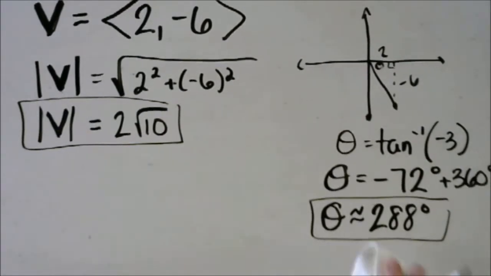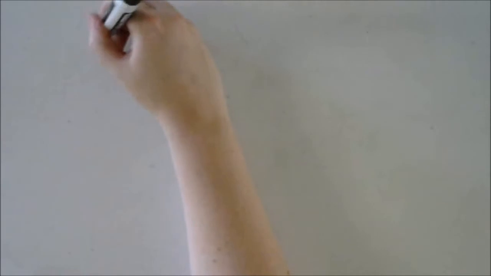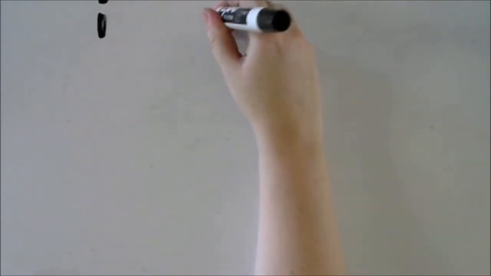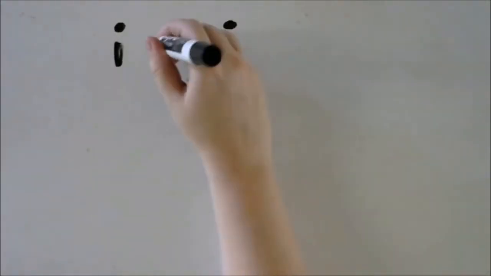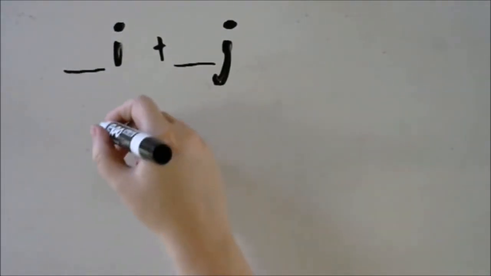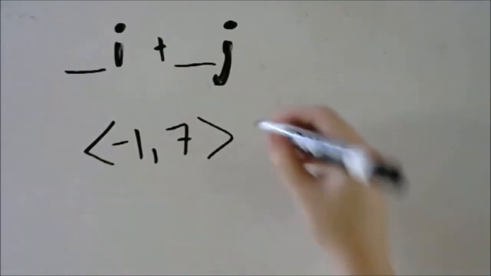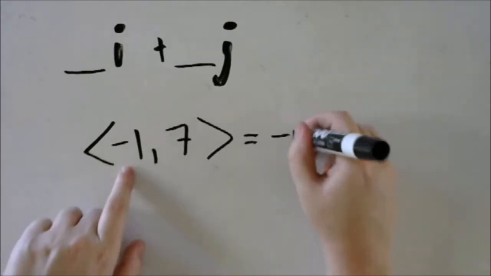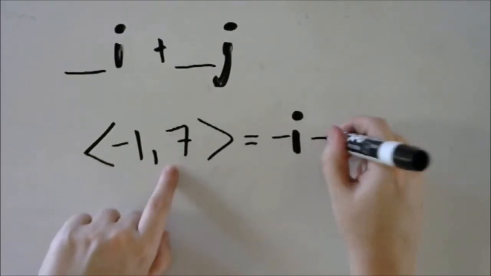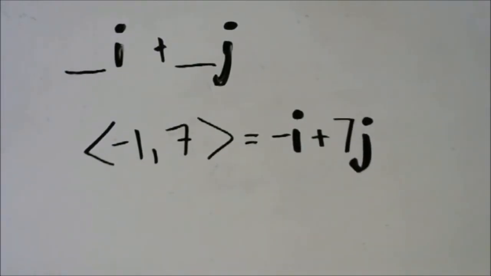Okay, the last thing that we want to do is write a linear combination. So again, I mentioned at the beginning, we have two unit vectors, i and j. And every vector can be written as a linear combination of i and j by finding the horizontal component and the vertical component. So if I give you the vector ⟨-1, 7⟩, and I ask you for the linear combination, all you have to do is rewrite it as -i + 7j. And that's a linear combination of vectors.